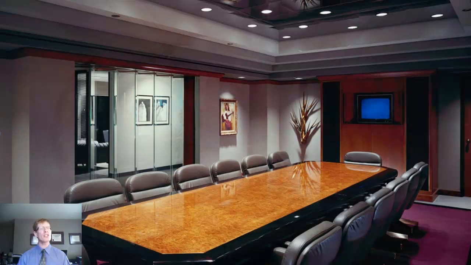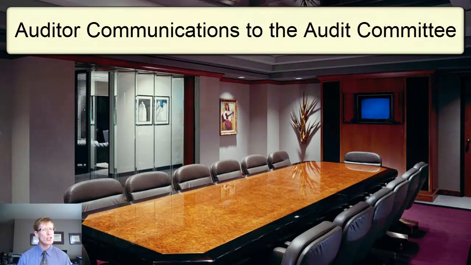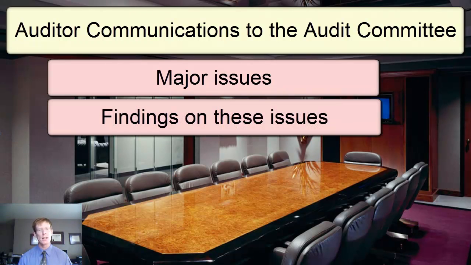The final steps of the audit are to draft the auditor's report, the management letters, and prepare the communication to the audit committee. Now, the communication by the auditor to the audit committee will contain a summary of the major issues they've had to deal with throughout the course of the audit, as well as their concurrence or their disagreement with management on these matters.